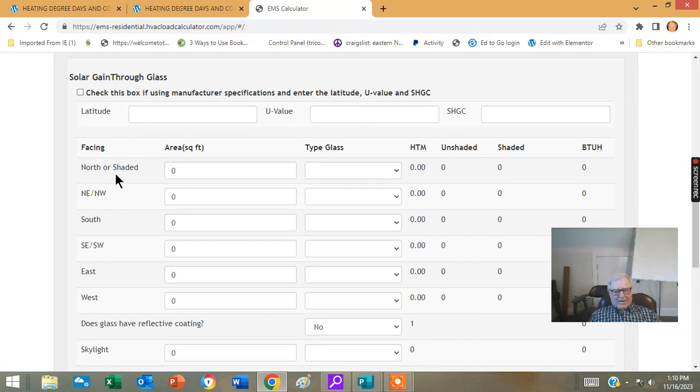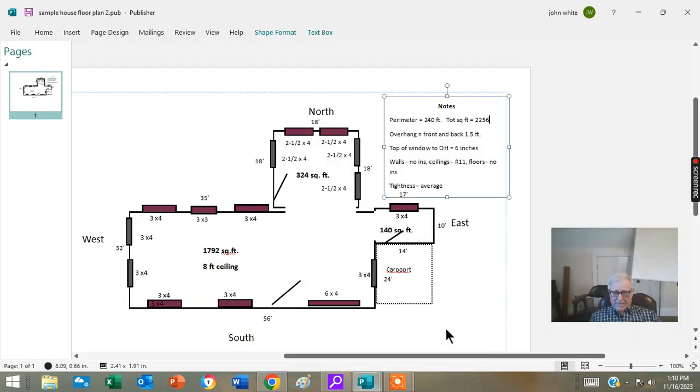So coming down here, it wants to know what's the area of all the windows facing north or shaded. So let's go back to my picture again. And here we are. This is north. So I've got 12 square feet plus 9 square feet is 21 square feet plus 12 square feet is 33 square feet plus 10 square feet is 43, another 10 is 53, and 12 square feet over here is 65 square feet. Back to my calculation.